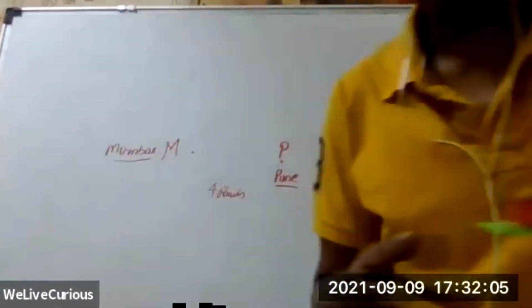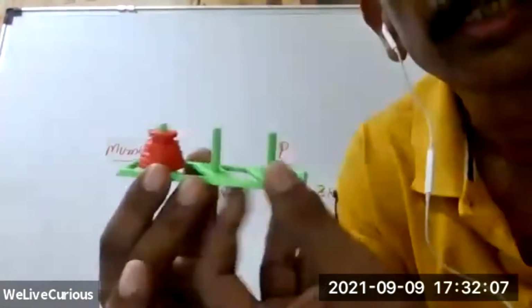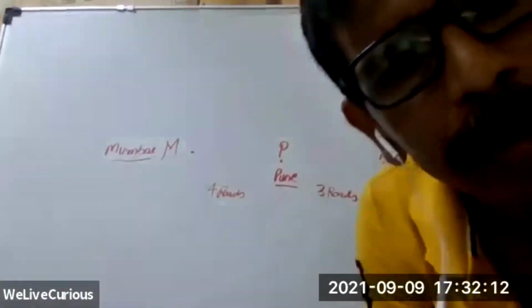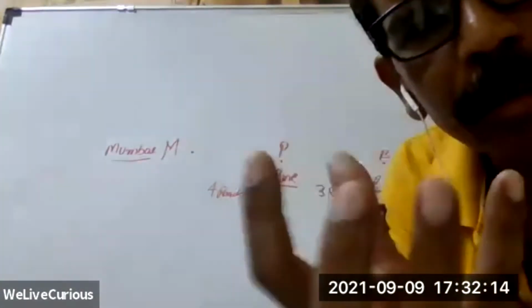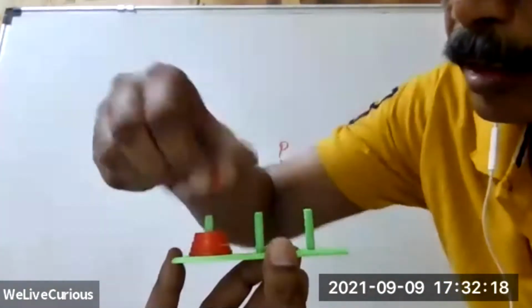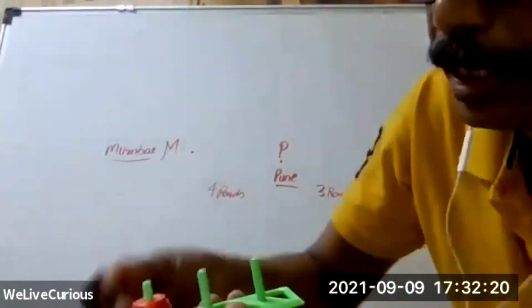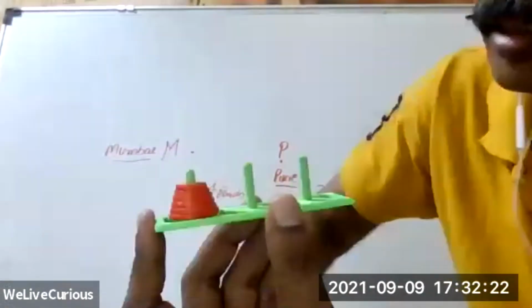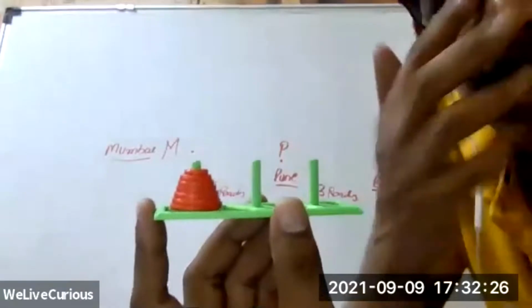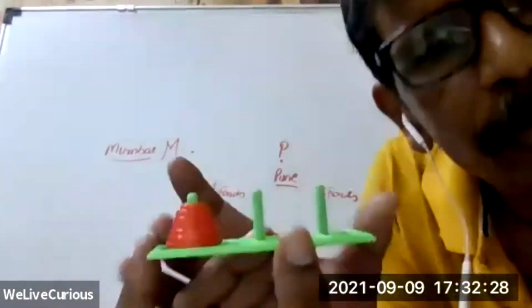Discs of different sizes, like this one, 3 discs. Maybe you have plates in your house, you can bring those 3 plates or 3 things of different sizes. Like I have here, these are different sizes. Okay, now we will see what are the possibilities of combinations.